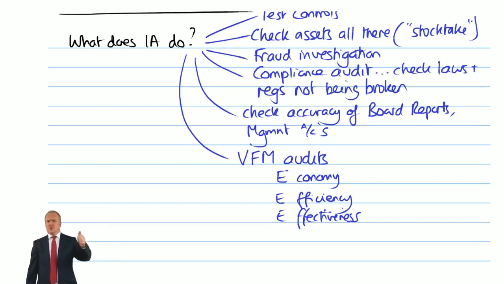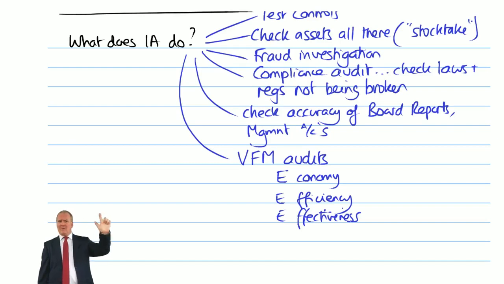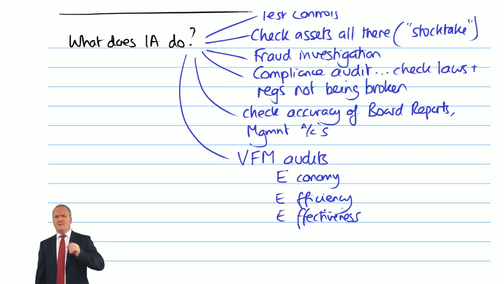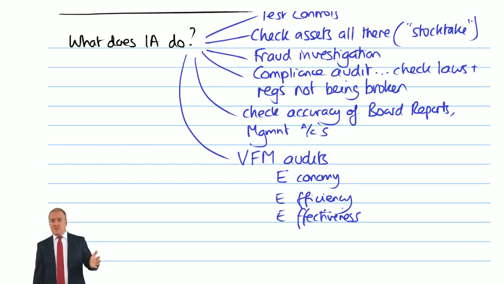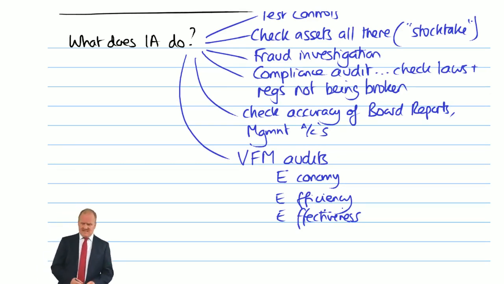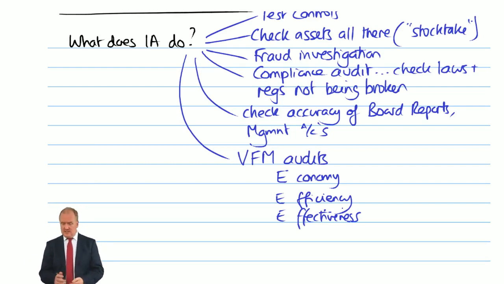Economy. Could we have bought those items or carried out that process at the same level of quality but cheaper? Efficiency. Could we use our assets and get a better return on them? Could we use them better? And effectiveness is the company and also each individual department of the company achieving its aims. So ask yourself, what are your aims? And then check if the company and each department are actually achieving those. So there's a few thoughts on what internal audit does.